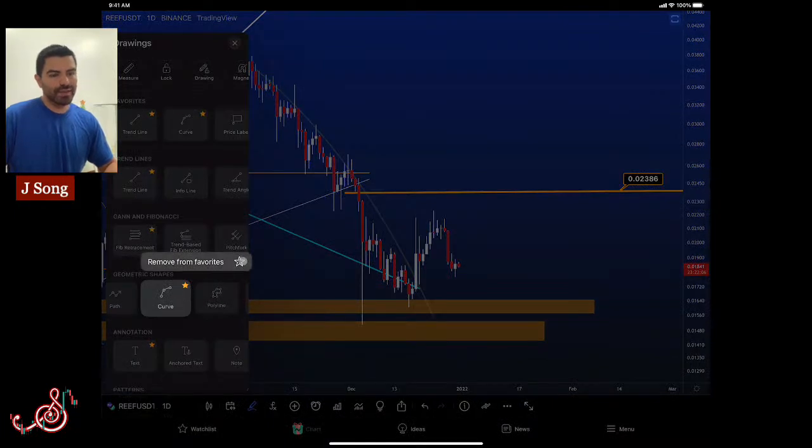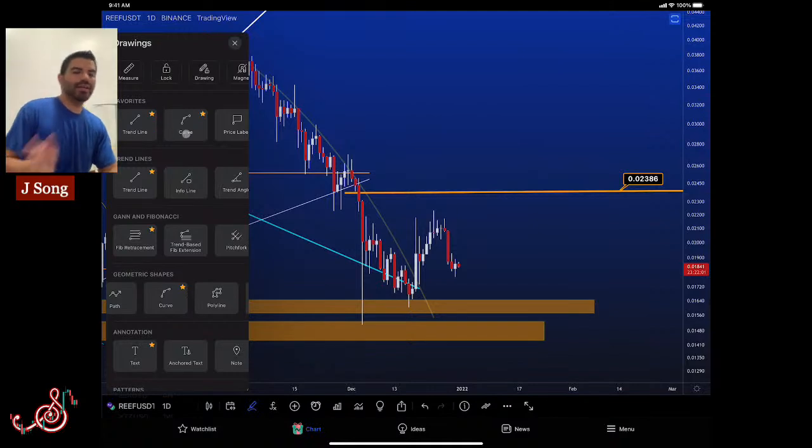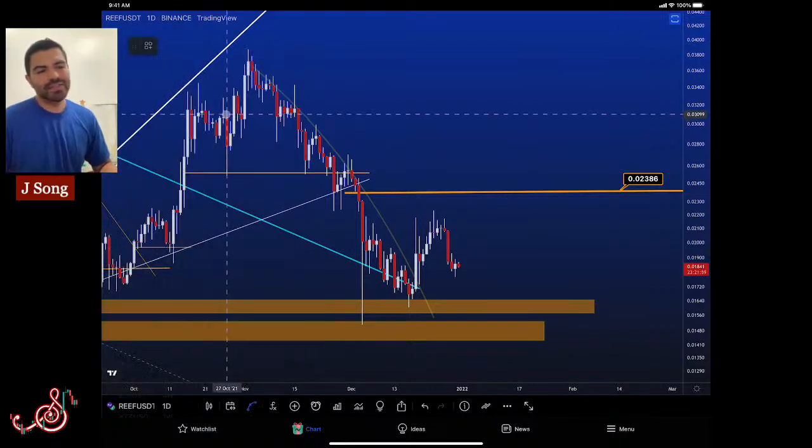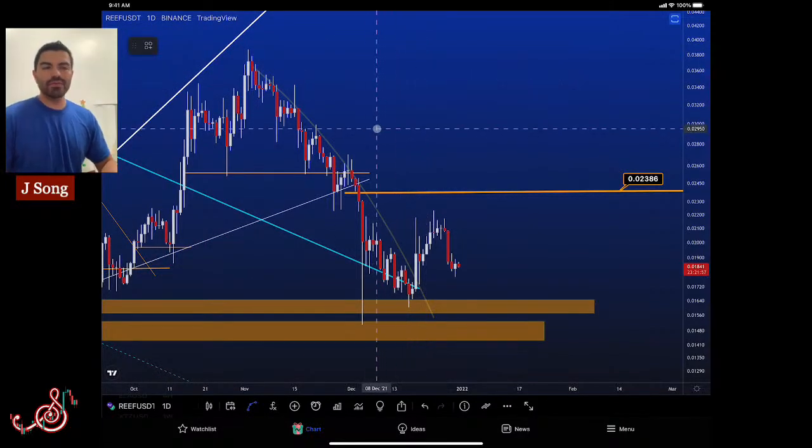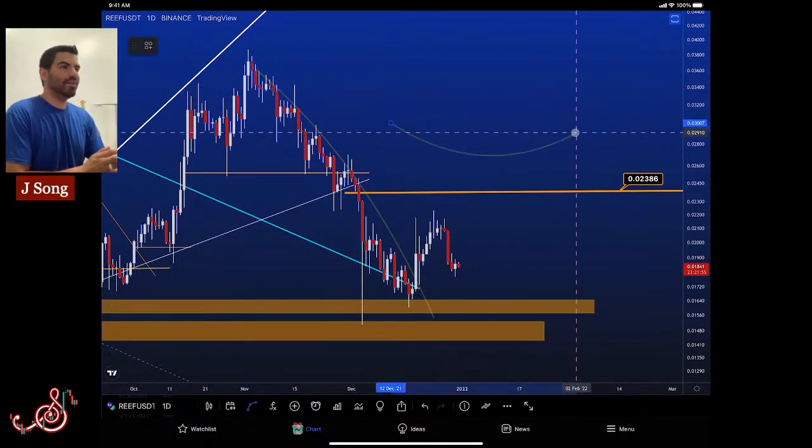Okay, click the star, and it'll show up in your favorites. Your favorites are always at the top. Mine has trend line, and then curve, because I use these quite a bit. Once you have a curve, it's really easy. You just click anywhere, and it's going to give you this curve.